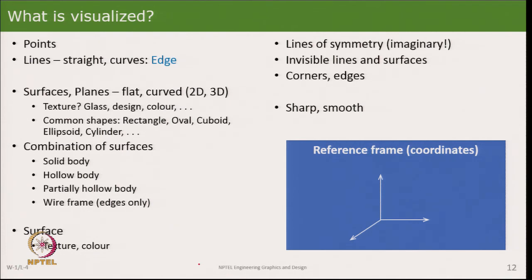Now, what do we visualize? We have already looked at this in the earlier slides, so we quickly go over this. First, there is a point, then we said there are lines which are straight and curves, or also a line is an edge formed by the intersection of two surfaces. Mathematicians would talk a lot about that. We use those concepts of mathematics in computer graphics. Then we like to visualize surfaces and planes which could be flat or curved in 2 dimensions or 3 dimensions.